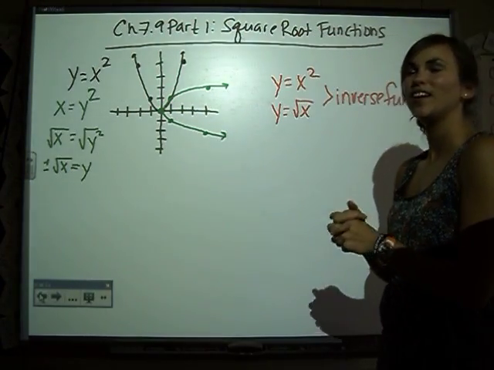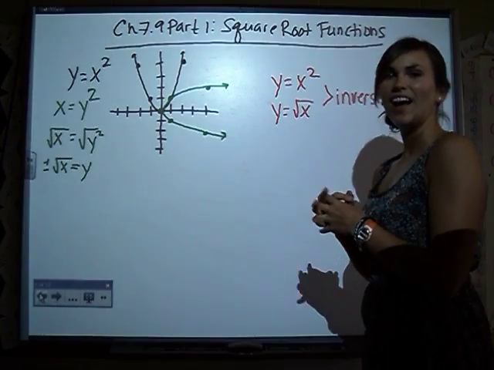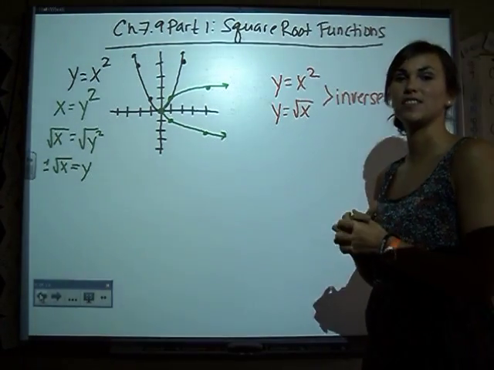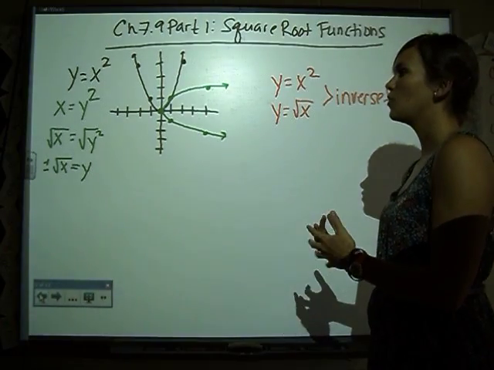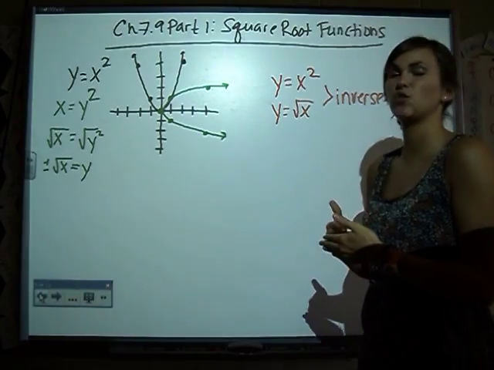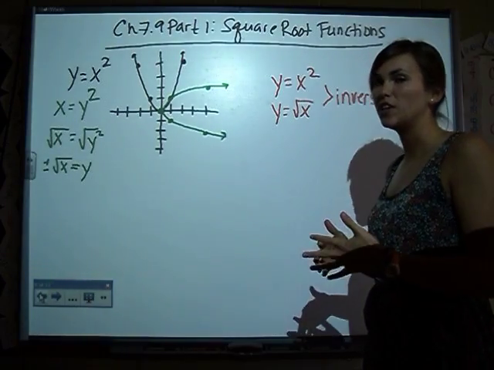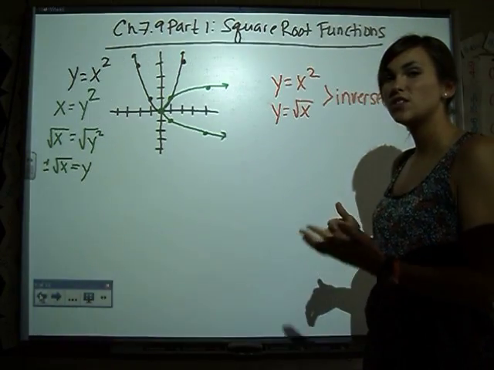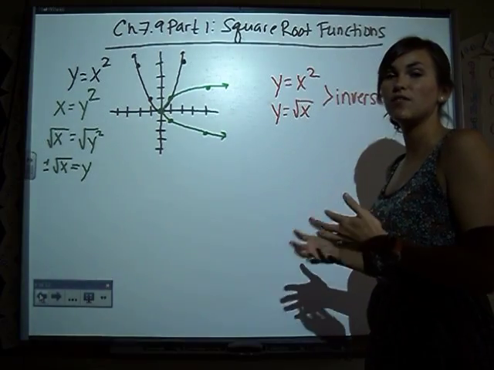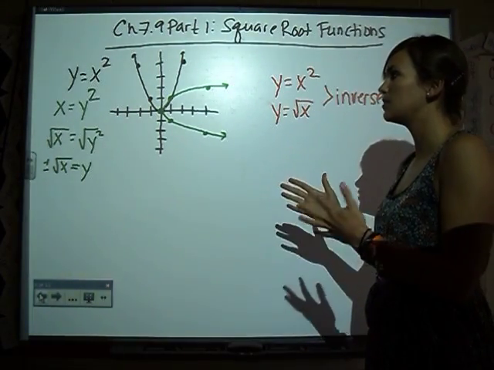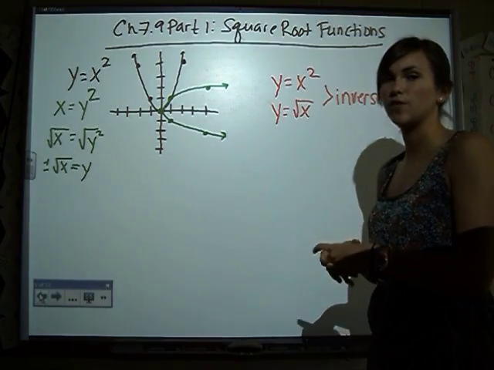Today is part 1 of 3 parts of chapter 7.9, and we're going to be talking about square root functions. Before we get started, we want to learn about the relationship of where a square root function comes from. Up to this point, when we have been solving equations, we've used square roots and squares as inverse operations to solve for things. And that is because the functions themselves are inverse functions.